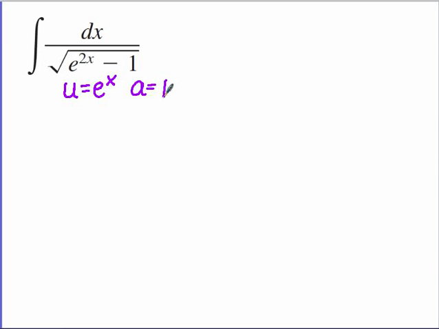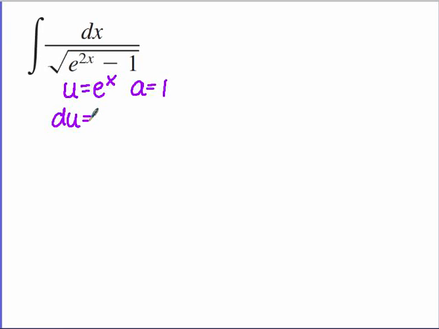Remember, it's u squared. So the thing is, if I have e to the x and I square it, I get e to the 2x. If you have e to the 2x and square it, you're going to get e to the 4x. Alrighty, so I've got a u squared minus an a squared, so it looks real similar to arc secant, even though it doesn't have a u outside.